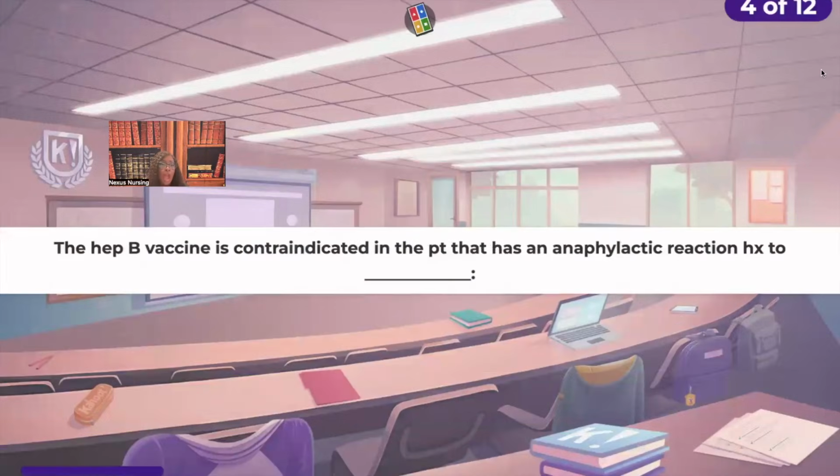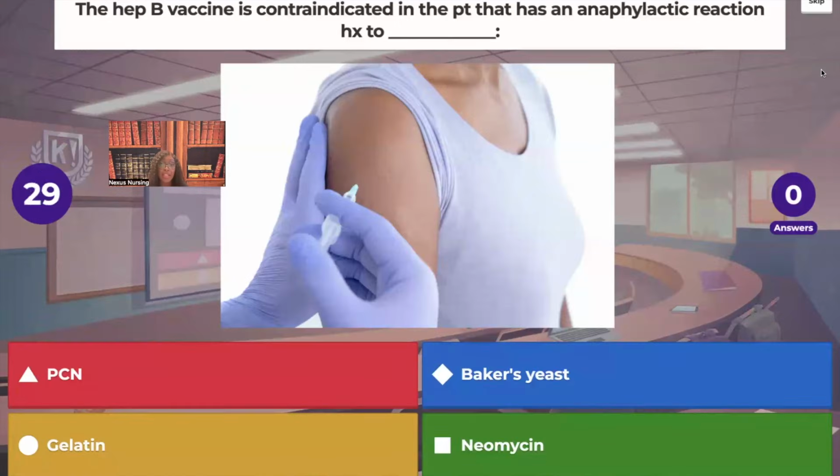Next question. All right. Hepatitis B vaccine is contraindicated in the patient that has had an anaphylactic reaction history to what? Penicillin, Baker's yeast, gelatin, or neomycin. So now we're talking about the Hep B vaccine. We are not going to order this vaccine. We're not going to give it if the patient has an anaphylactic reaction history to what? Penicillin, Baker's yeast, gelatin, or neomycin.